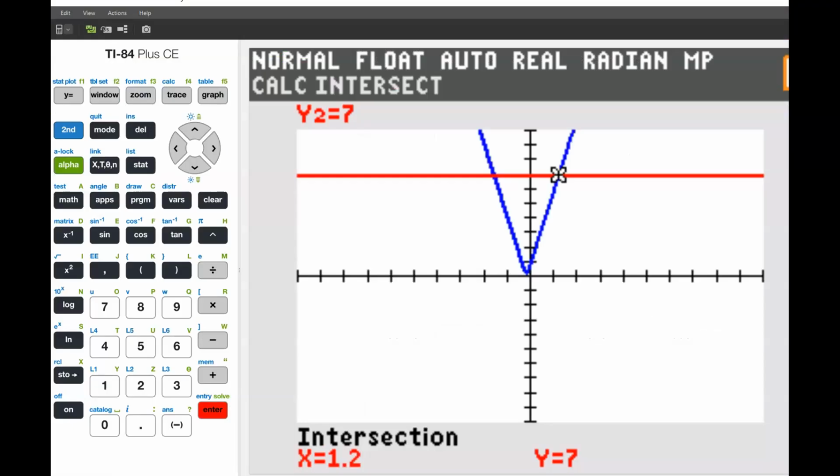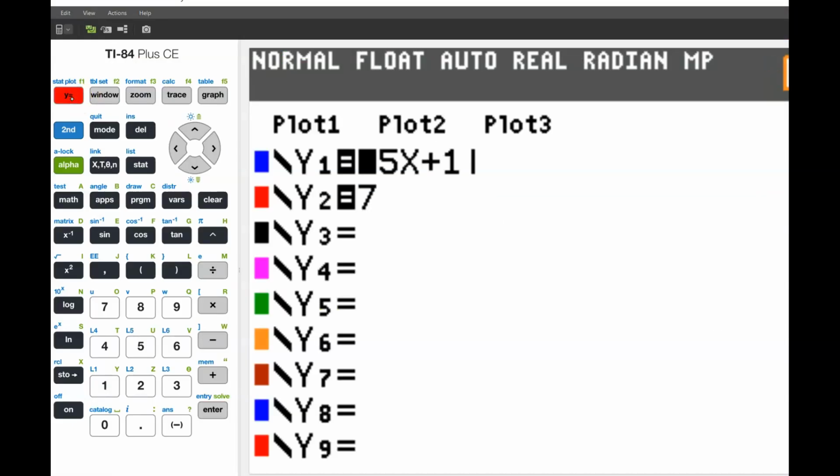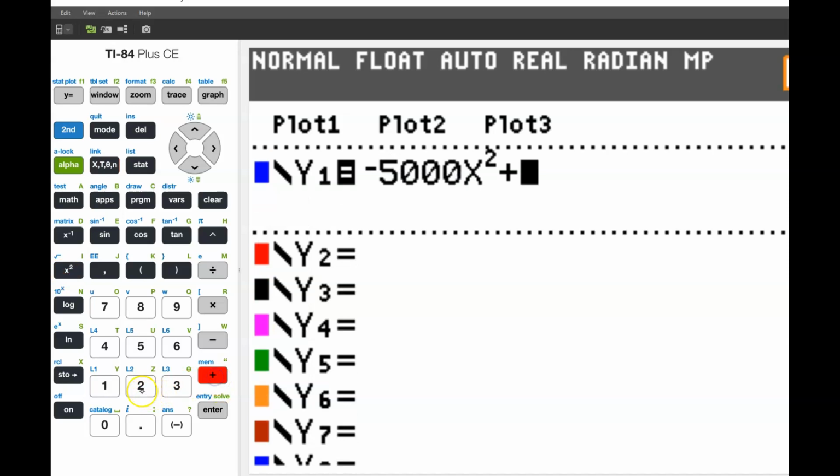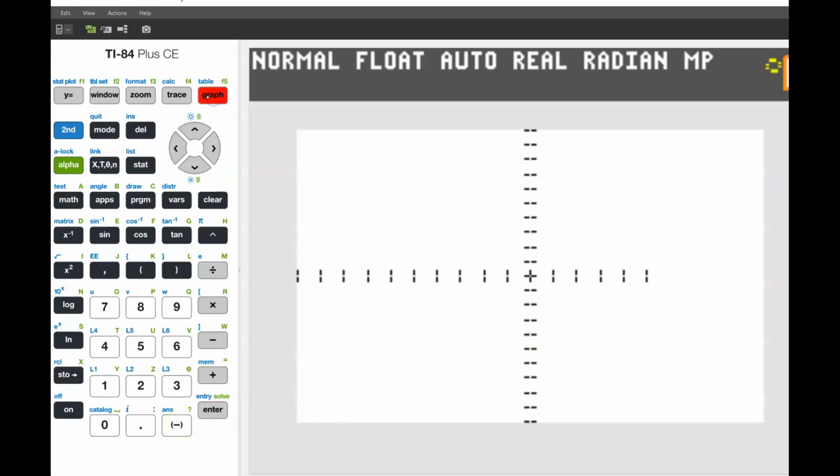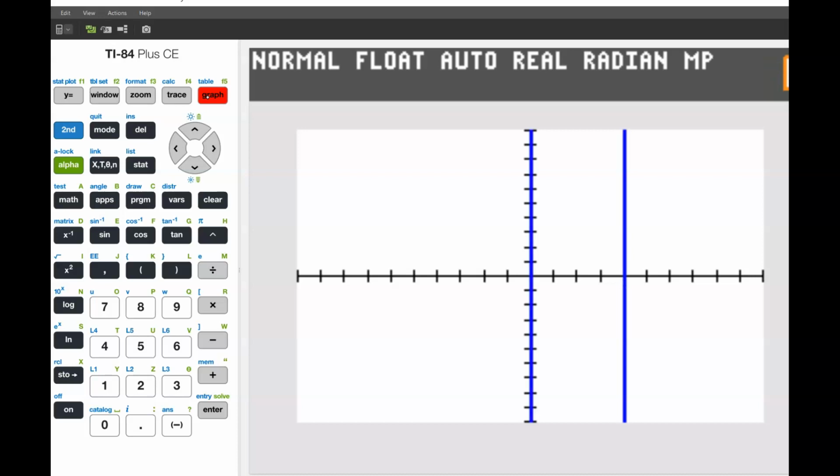Okay, let's go back to our calculator. Clear out what we put in there before. And I'm going to graph negative 5,000 x squared plus 20,000 x, all my zeros in there. Now, as you can anticipate, this is probably going to go up pretty high. So it's not really going to fit on our graph here. You can see it, but the top of it is very, very high up.